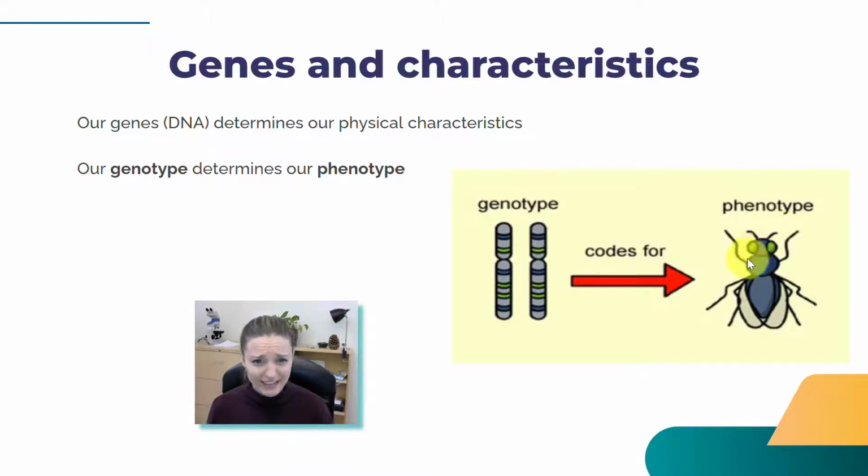It's like this fly right here has green eyes, a blue body, normal wings, and 6 legs. So those green eyes would be a phenotype, normal oval wings would be a phenotype, blue body would be a phenotype, right? All of those physical characteristics, those phenotypes, would be coded for by their genes and their genotype. Okay, so genotype, the combination of DNA, of genes you have, determines phenotype.